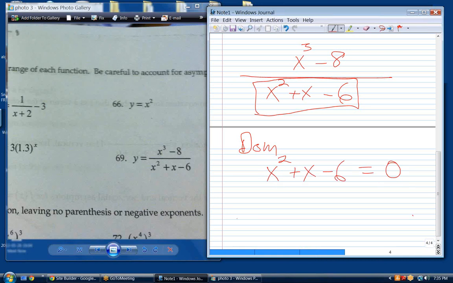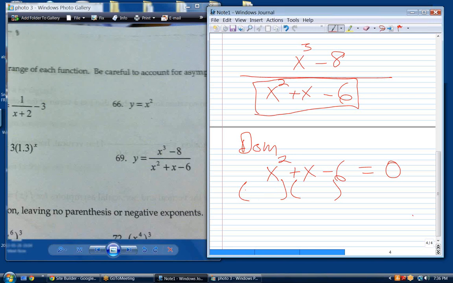How do I solve that? Add 6 to each side? No. This is a quadratic. You've got to factor it. Whenever you have a quadratic that has a number as part of it, the only way to solve it is to factor it or to use the quadratic formula. You don't want to use the quadratic formula if you can factor it. Factoring is much easier. So help me factor this.